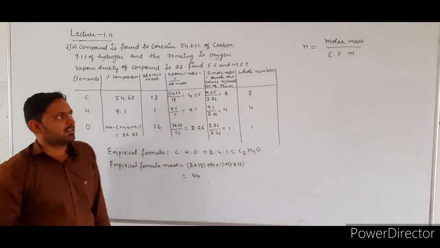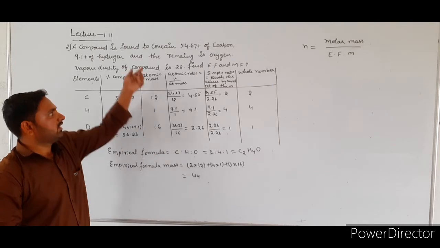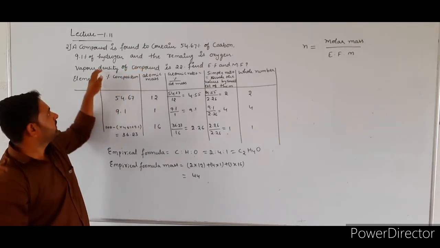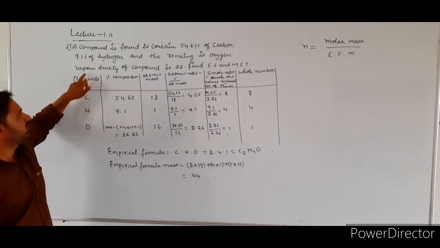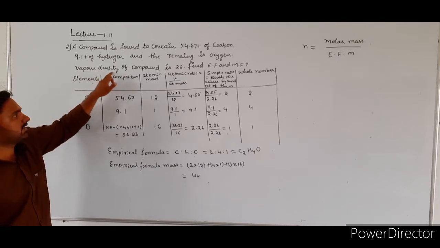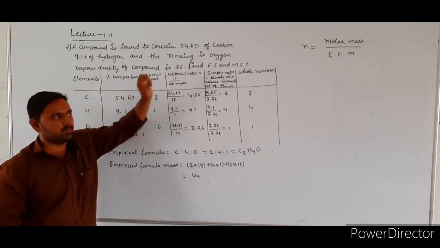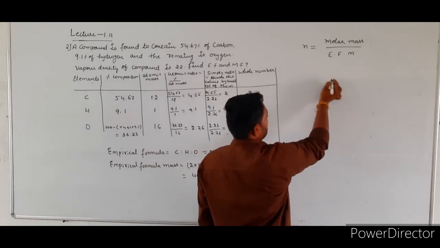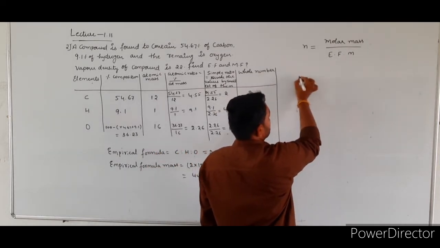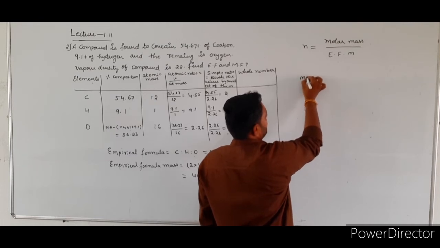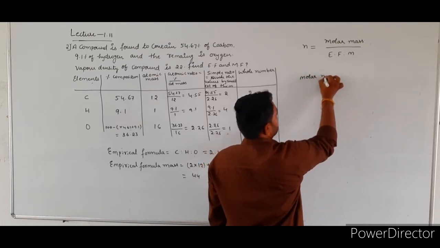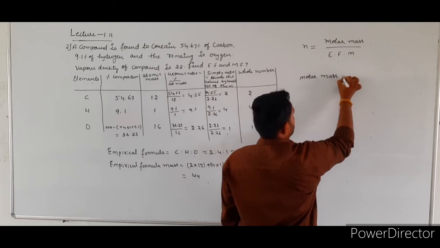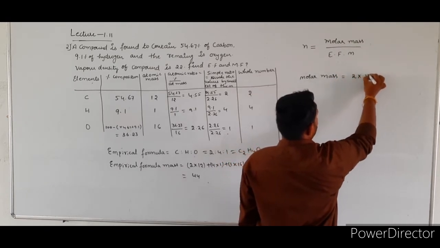Now check whether the molar mass value is given in the question or not. Here he has given it indirectly. He has given the vapor density of the compound as 22. So we know one formula, the relation between molar mass and vapor density. What is the relation? Molar mass is equal to 2 into vapor density.